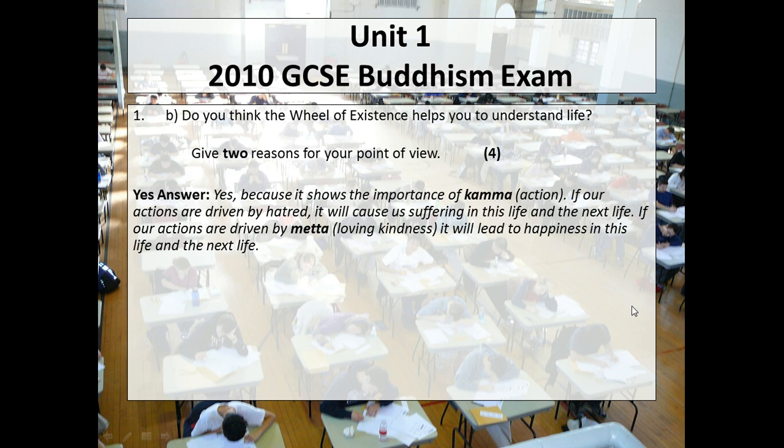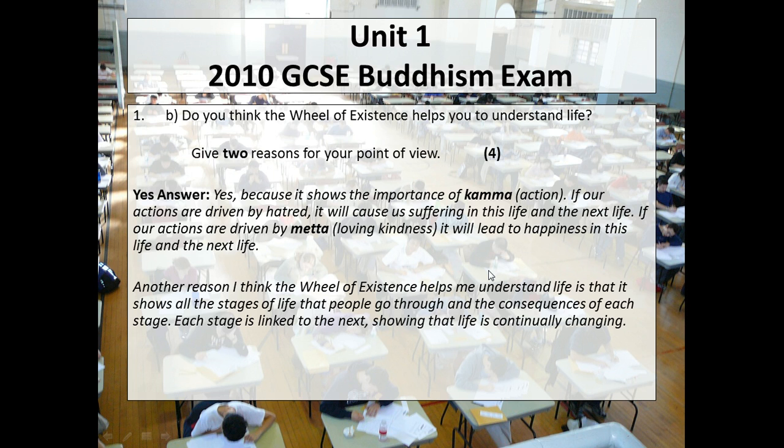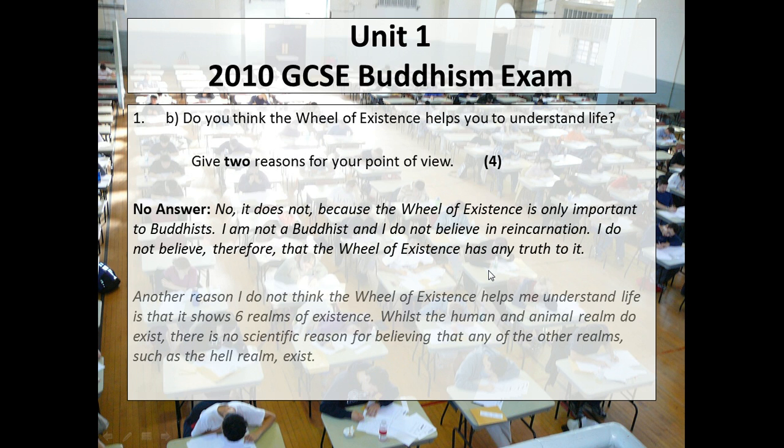So that uses effectively 2 Buddhist keywords, which is one reason why we need to make sure we learn all of our keywords, not just for the A questions, but so that we can use the keywords in our answer to other questions. Another reason I think the wheel of existence helps me to understand life is that it shows all the stages of life that people go through and the consequences of each stage. Each stage is linked to the next, showing that life is continually changing. And that's 2 developed reasons, 4 out of 4. Now in the Wheel of Existence video, you can see a no answer to that question if you really want.